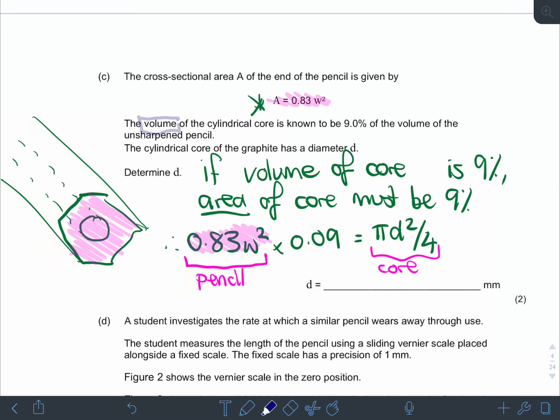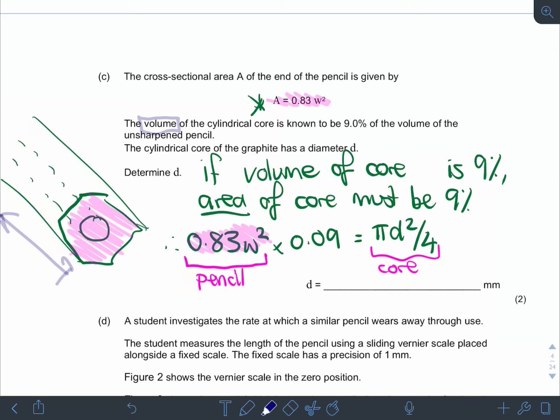And then what we're told is that the volume of the cylindrical core is known to be 9% of the volume of the whole thing. Now, if the volume of the core is 9% of the whole volume, then the area of the core must be 9% of the whole area. And the reason for that is because the length of the pencil is the same for both of them. So hopefully that makes sense.